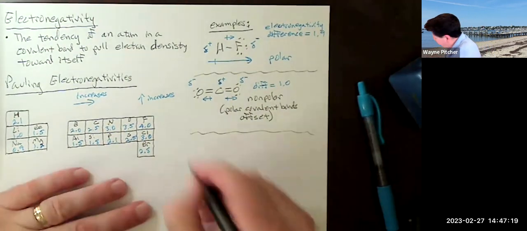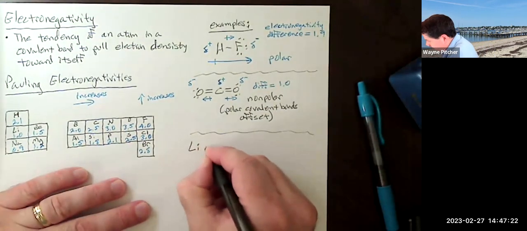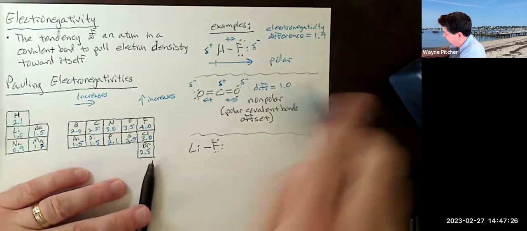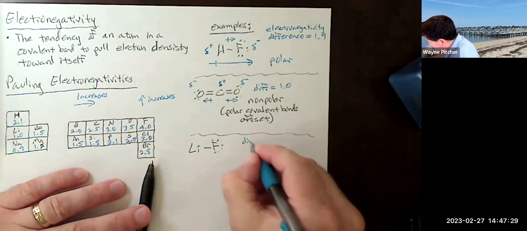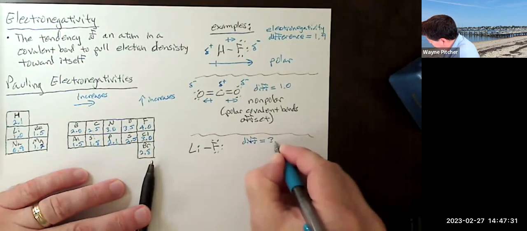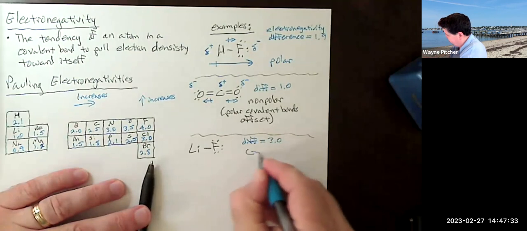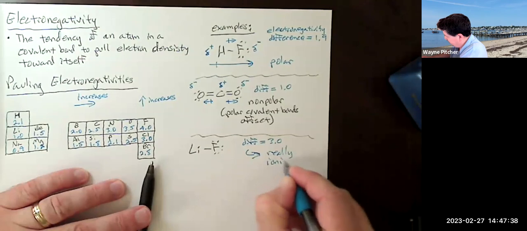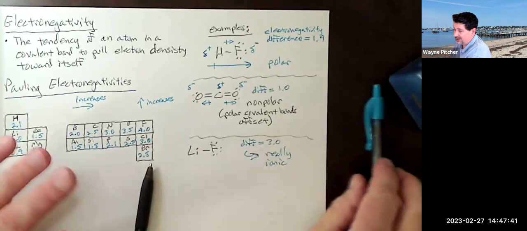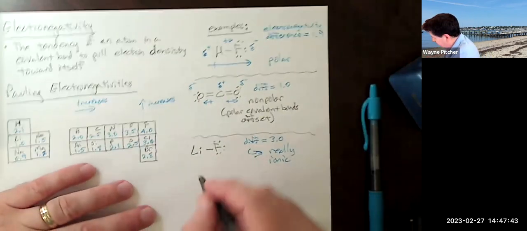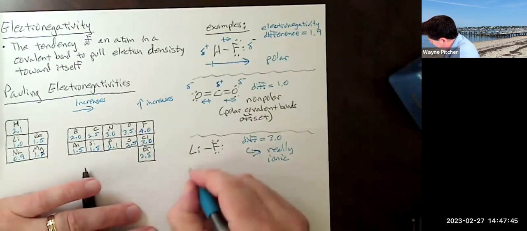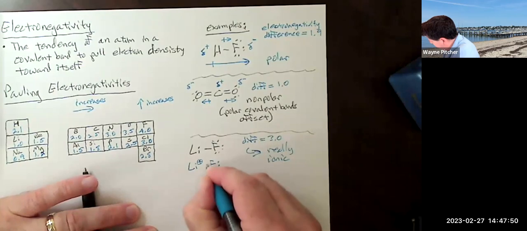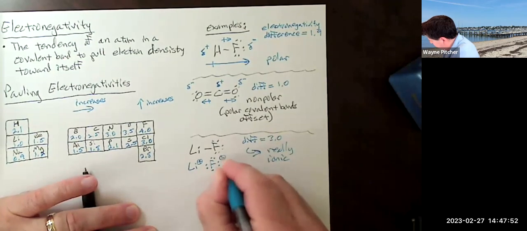In a case where we have really, really different electronegativities, like for example, lithium fluoride, our difference here is 3.0, which is really ionic. It's not a covalent bond. So we're better off drawing this as lithium plus and then a fluoride ion, F minus.